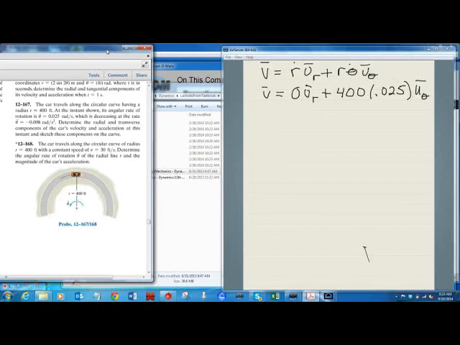So I need to sketch. Okay, so here we go. Here's the circle, the circular path. Here's the origin where everything's being measured. Where's the car? Straight up here. I need to find the theta direction. How do I find u_theta? What do you do first?